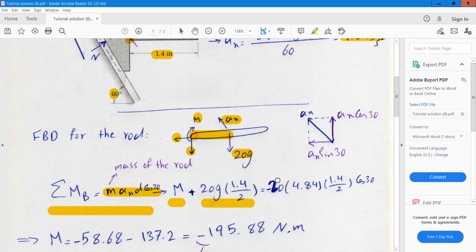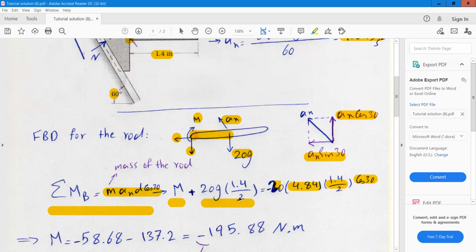The moment due to this 20g force is again in clockwise direction, and it must be equal to, as I told you, m a d, which in this case, a_x, we will have two components. This is the vertical component and this is the horizontal component. The horizontal component will pass through this point, so we neglect it, and only consider the vertical component of the acceleration, which is a_x cosine 30, times the mass, 20 kilogram, the mass of the rod, times d, which is 1.4 divided by 2.